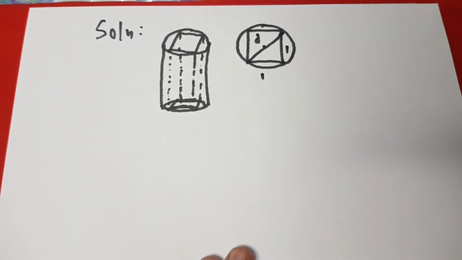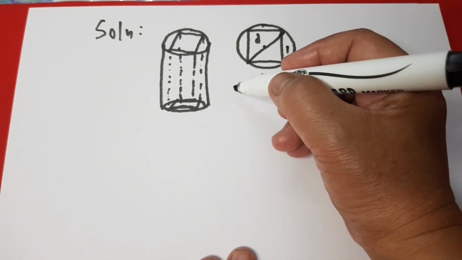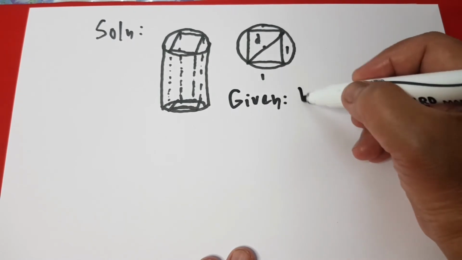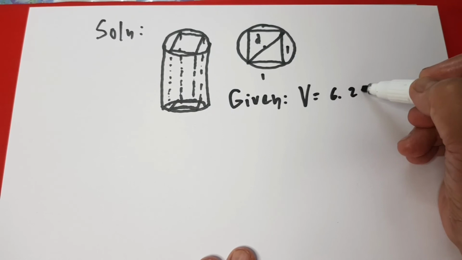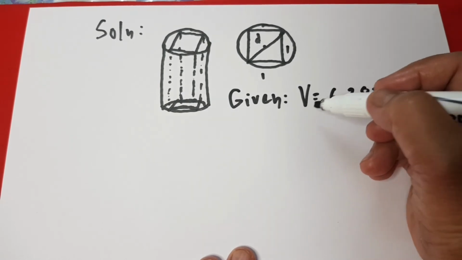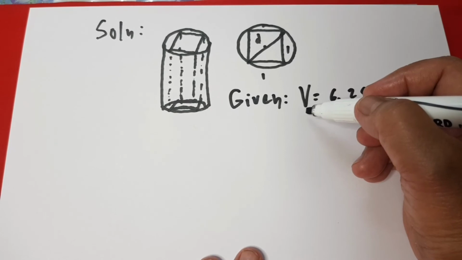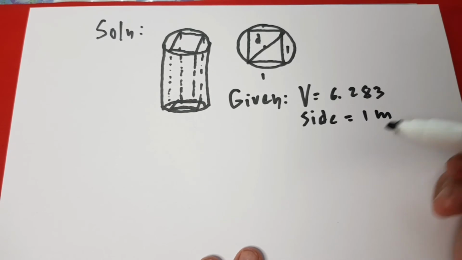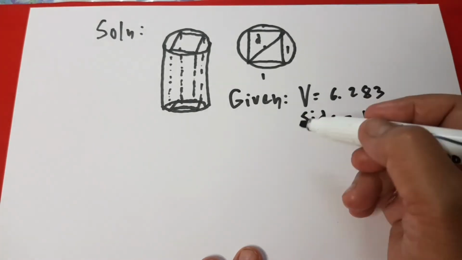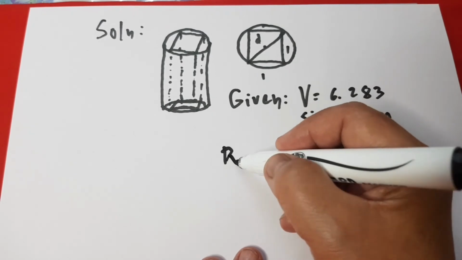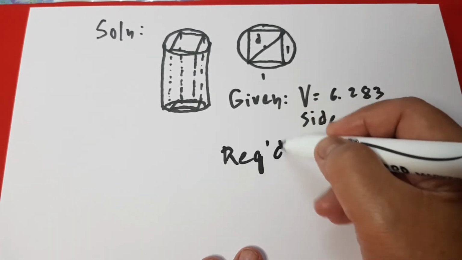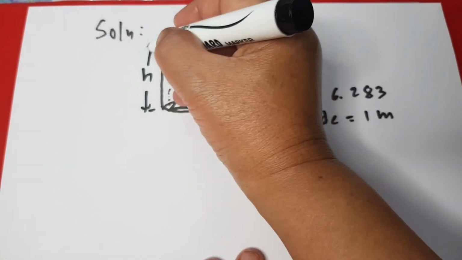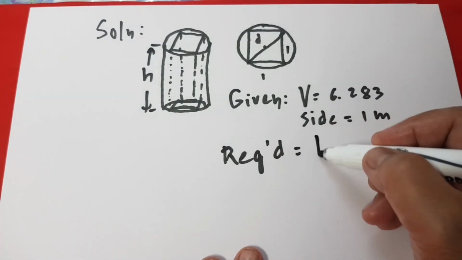Now, what are the formulas needed here? The given is the volume, which is equal to 6.283, and the edge, the side, is equal to 1 meter. The required one is the altitude of the cylinder, the h.